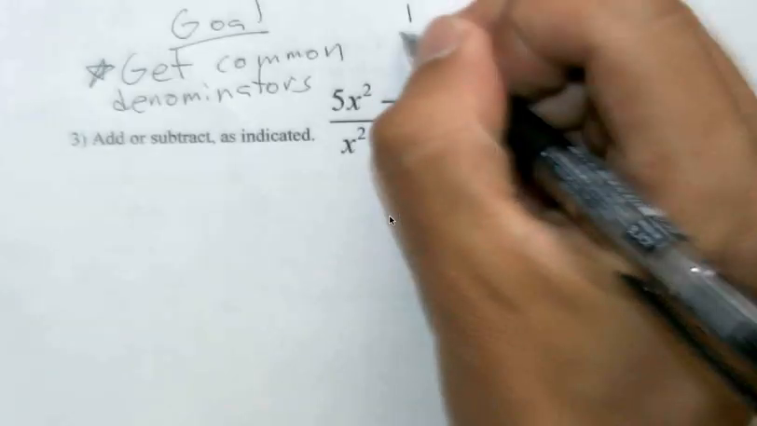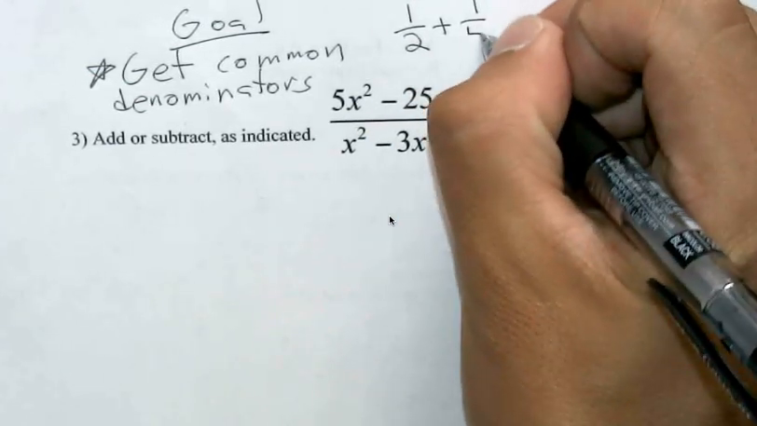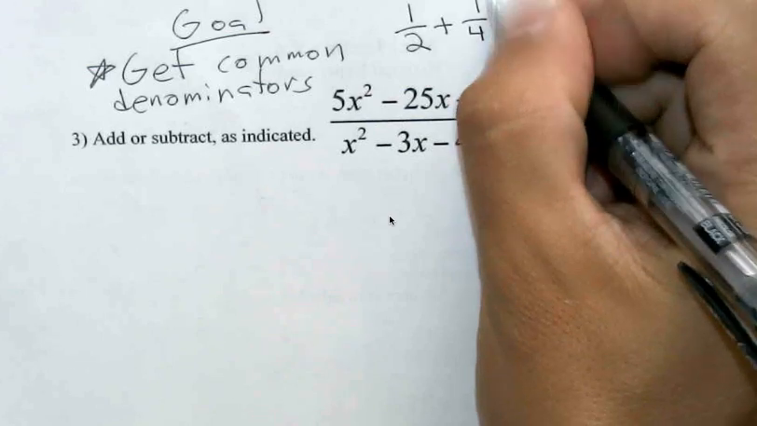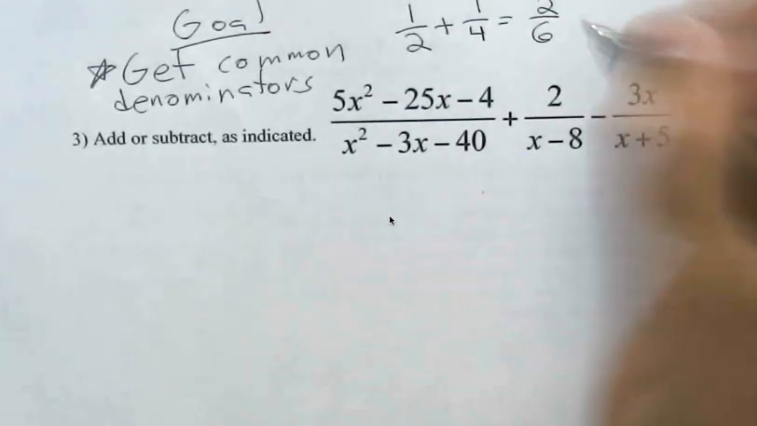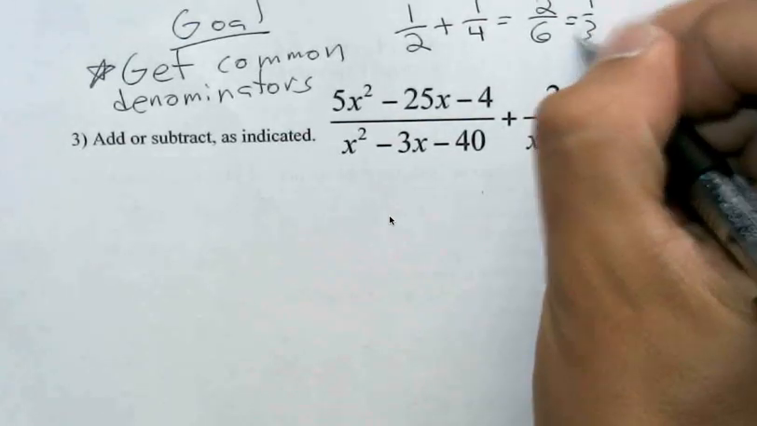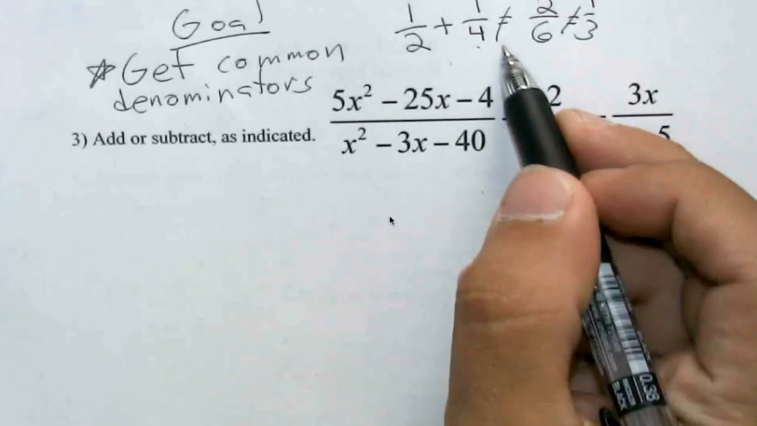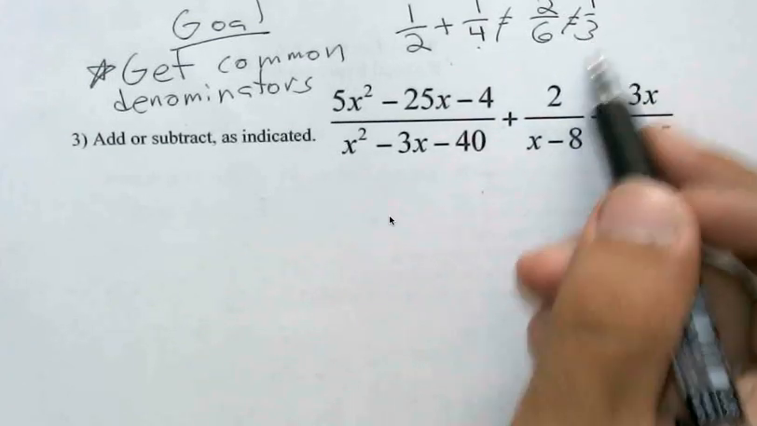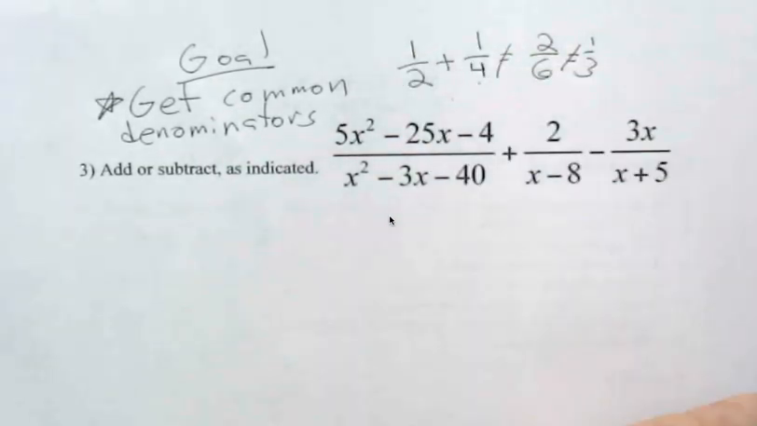If you're not convinced, if you were going to try and add a half and a quarter, this wouldn't just be 2 over 6, meaning 1/3, because you have a half and a quarter. 75 cents is not the same as a third of a dollar. So please consider trying to rewrite common denominators like you would with cross multiplying.